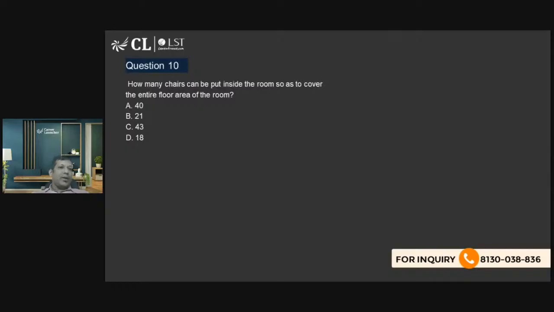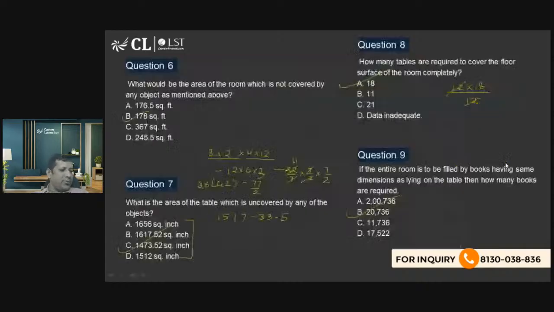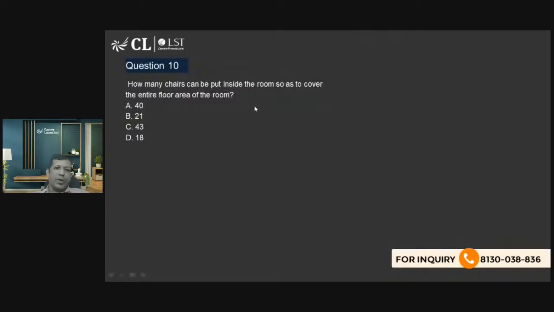Now this one. How many chairs can be put inside the room to cover the entire floor? So I want to cover the floor by what? By chairs. So this is 18 into 12, divided by chair, which is 2 into 5 by 2. 2 cancels out. So 216 divided by 5. So this value is going to be close to 43. So which option am I going to get? That is option C.